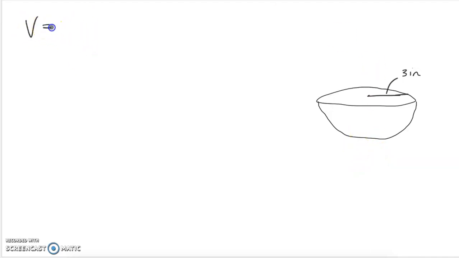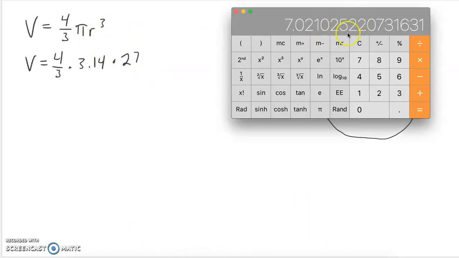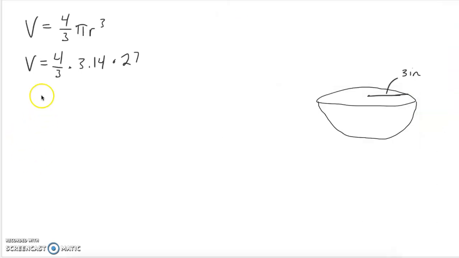Remember, the formula is this. I'm going to do this 2 different ways. Volume equals 4/3 pi r cubed. Let's fill in what we know. Volume is equal to 4/3 times 3.14 times r cubed, which is 27. I think we've done a problem like this already with those numbers. So 4 times 3.14 times 27, divided by 3, equals 113.04. So the volume is equal to 113.04, but it's actually not.